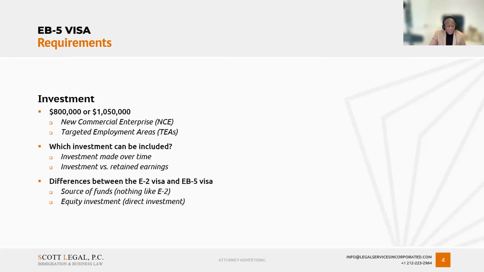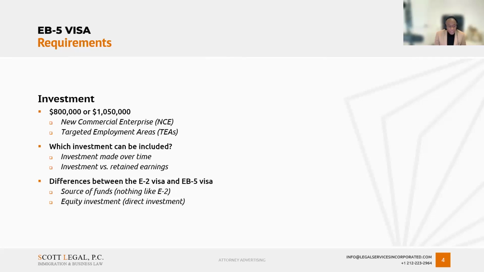Let's say there's a restaurant for sale for $800,000 and you give the seller $800,000. The seller takes the $800,000 and then goes and buys a condo in Florida or something. That's different, and the reason that doesn't work is because the money that was invested doesn't support job creation. The actual seller got all the money.